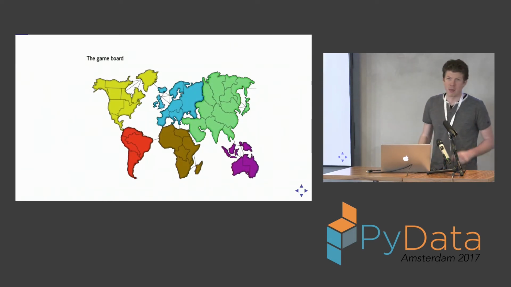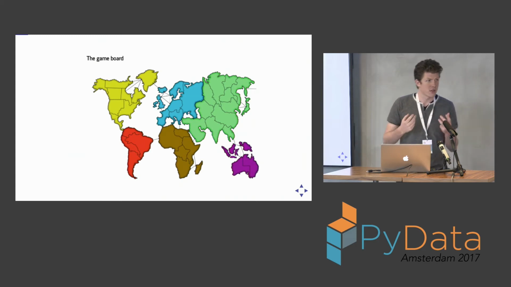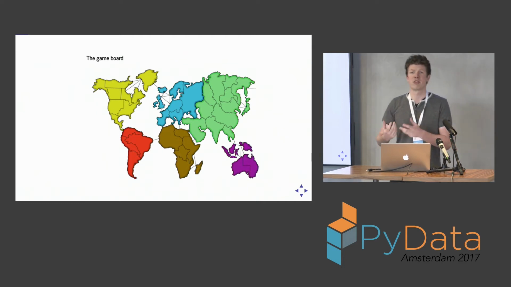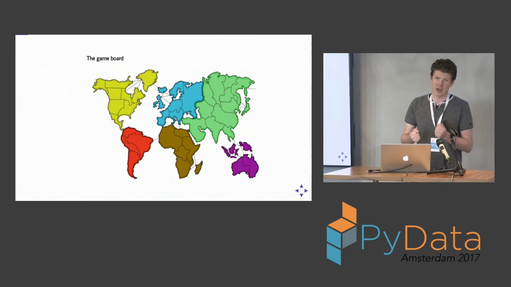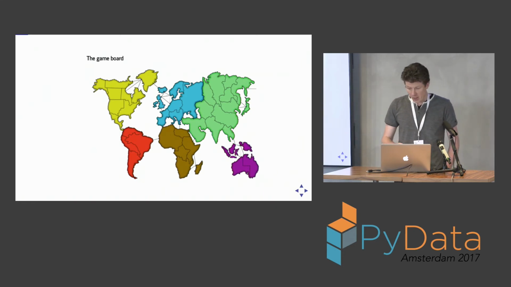So, first of all, the game board. There are many versions, but typically it looks a bit like this. There are 6 continents. Each of them has a different color, and each continent is divided into some countries or regions, whatever.